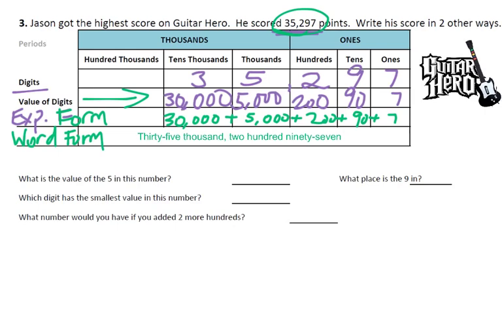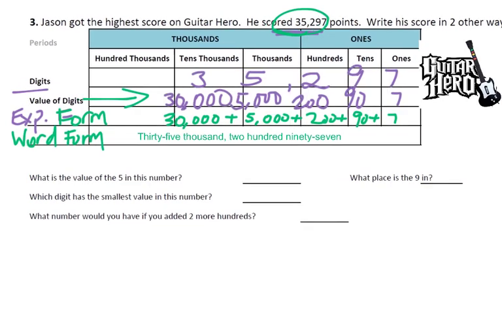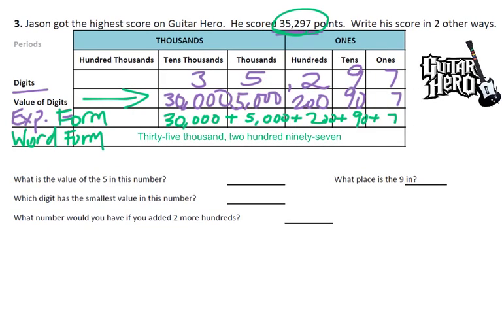So let's look at a couple of these questions that they ask down here. What is the value of the 5? Ooh, you see how I just moved the whole thing? They're asking us, what is the value of the 5 in this number? So the 5, it's right here in the thousands place, and I can tell from my chart the value of it is 5,000.